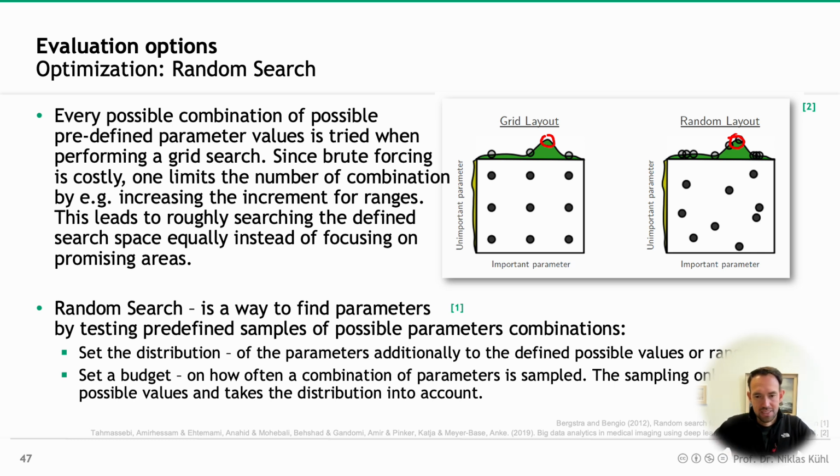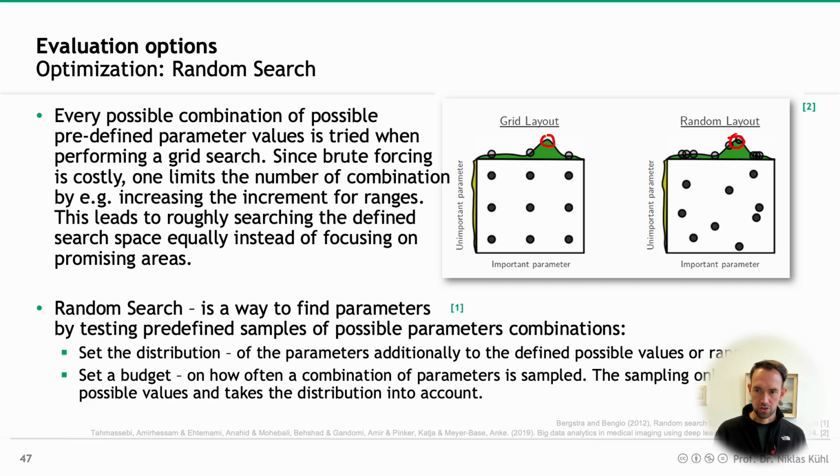It works differently because it never ends, so you need to set the distribution, also set a budget on how long you want to look for it. And I personally don't have any preference for grid search versus random search. It's in the end all a question of computational resources. But these are just two different ways on how we can approach that.